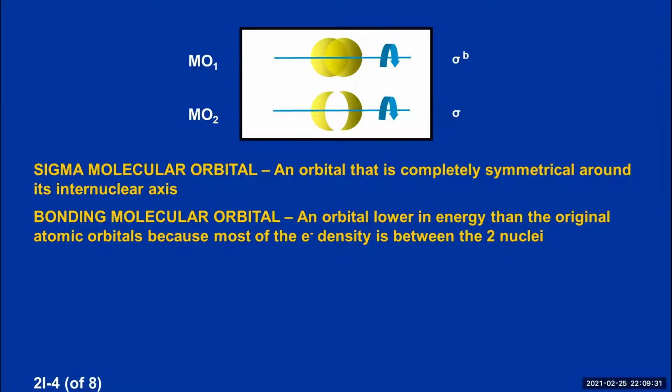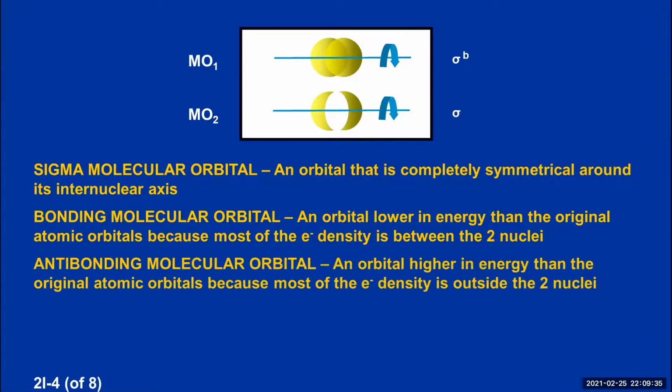Any molecular orbital whose energy is higher than the original atomic orbitals is called an antibonding molecular orbital. So MO2 is an antibonding molecular orbital. It's an orbital higher in energy than the original atomic orbitals because most of the electron density is outside the two nuclei. That makes the two nuclei face each other and repel, and repulsive energy means high energy.